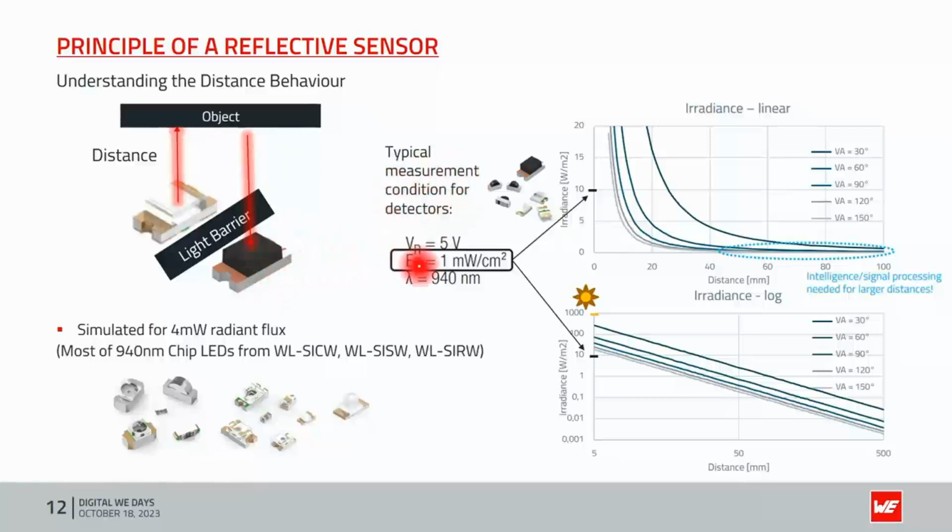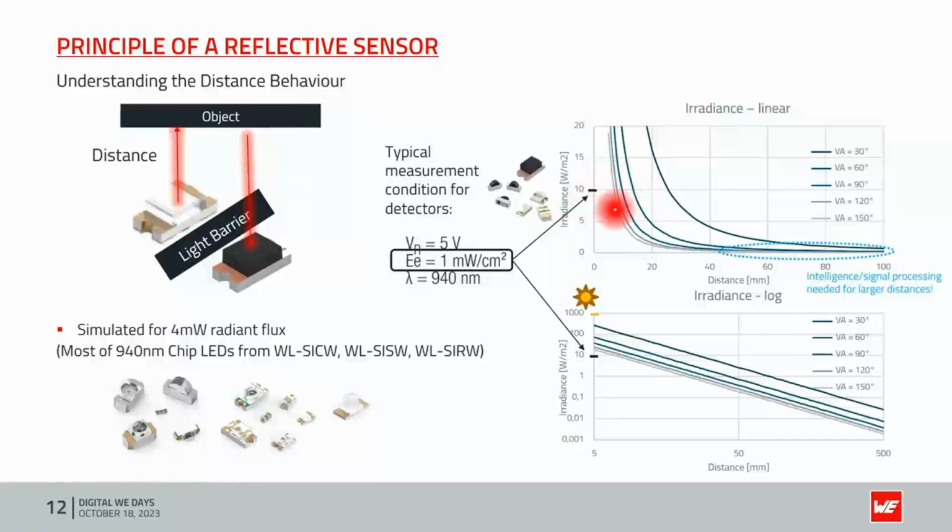So the photodetector, the phototransistor or photodiodes, we typically measure them at 1 milliwatt per square centimeter, which translates to 10 watts per square meter. So let's say we want to build a sensor and we want to get this amount of irradiance on the sensor. Then the question is, okay, what viewing angle do I need to get a certain distance? And this is what we can see here.